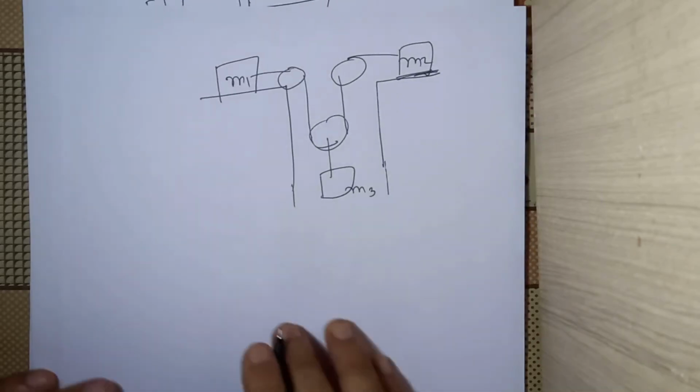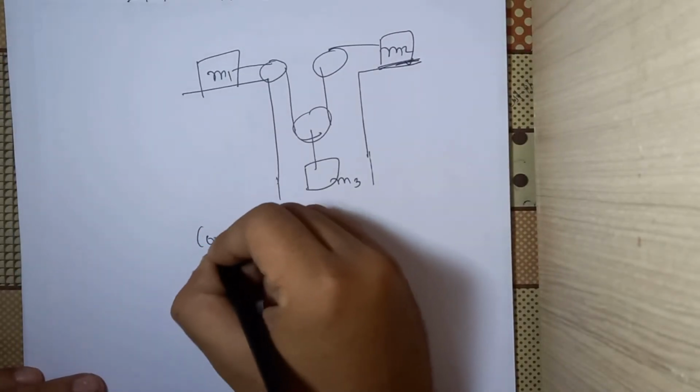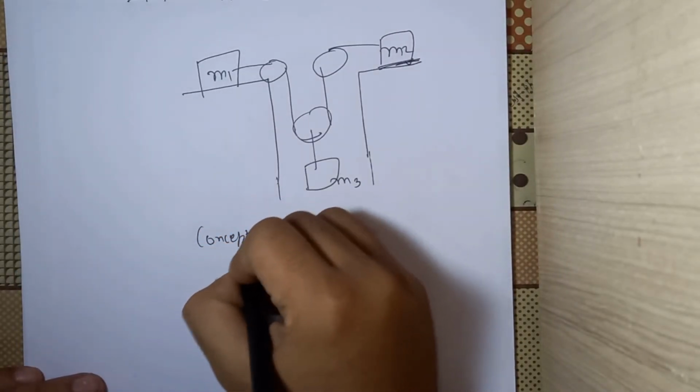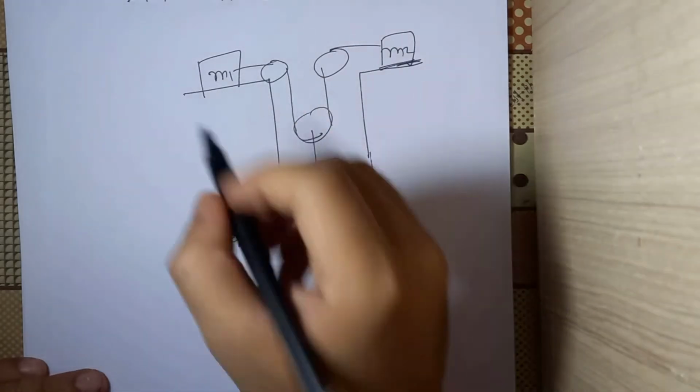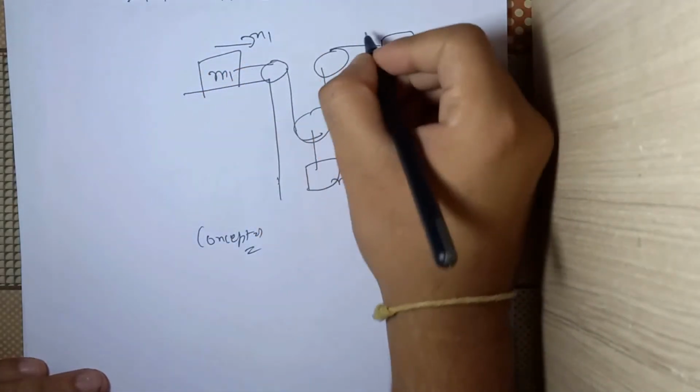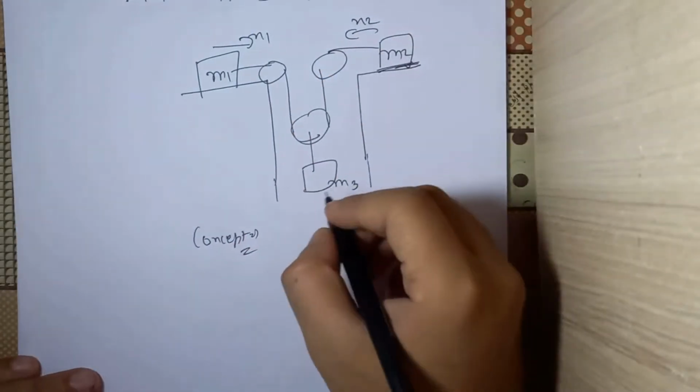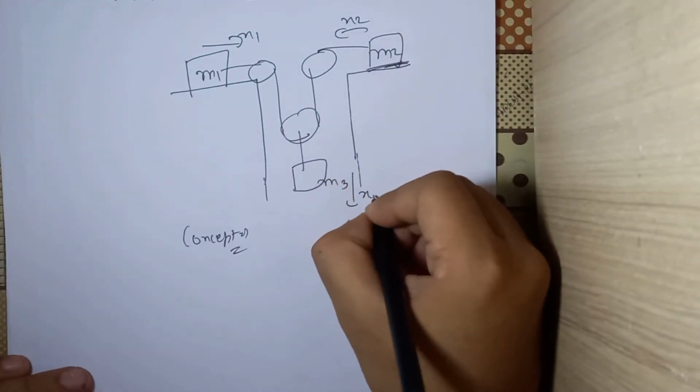So first of all, let me do it by the concept. By the concept way, how we were doing it is that let us say that m1 is moving by some x1 here, m2 is moving by some x2 here, and let's say m3 is moving by some x3 here.